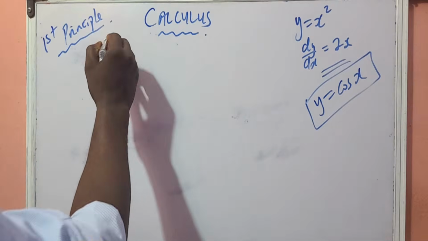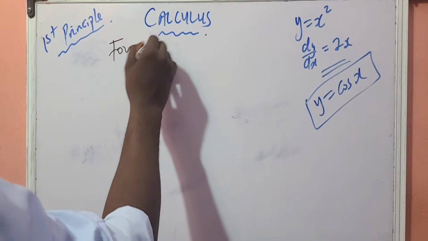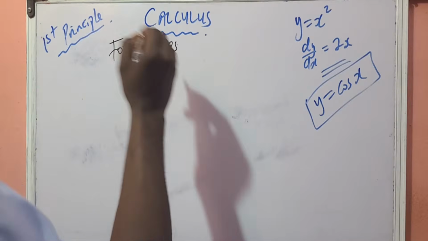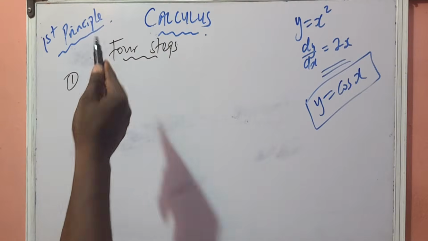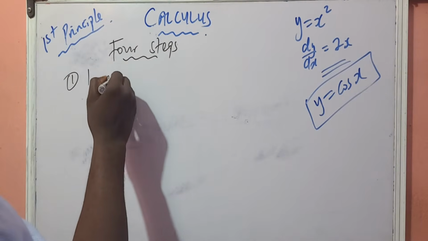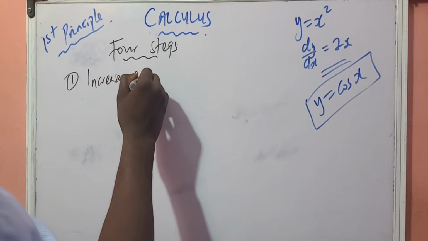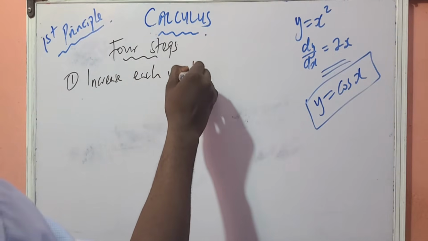I'll be talking about 4 different steps for first principle. Now, the very first step, and please let me stress this, just like I explained to you, while doing inverse of a function, you always have to follow these steps the way they are. The very first thing you want to do is to increase each variable. Increase, you put an increment, increase each variable.